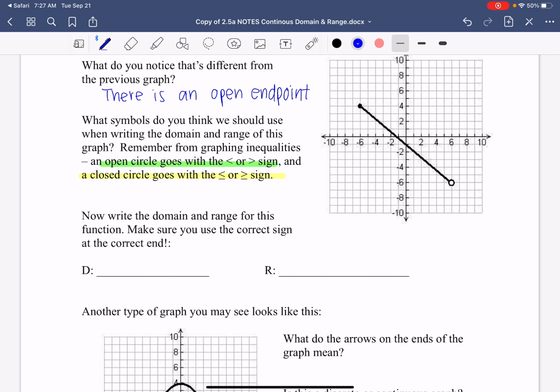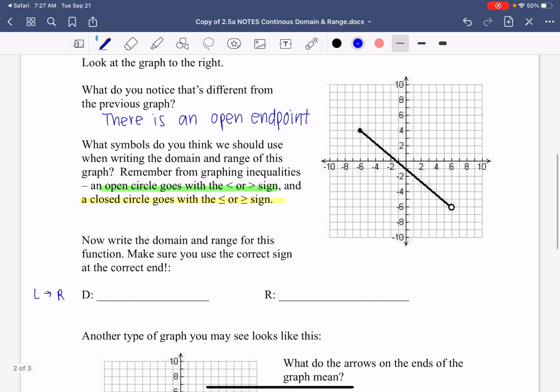Now write the domain and range of this. Okay, so remember domain, left to right. Or you can plot the points. So I'm going to do both. Okay, so this point right here is at -6, 4.